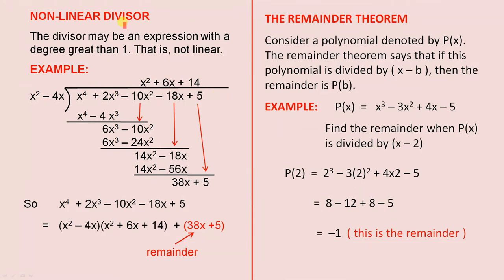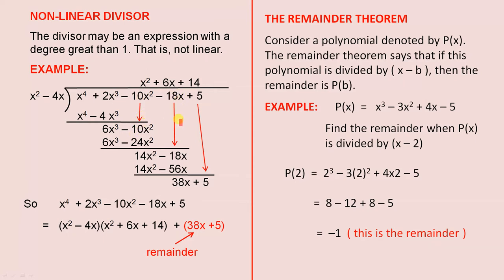A nonlinear divisor. The divisor may be an expression with a degree greater than 1. That is, not linear, so it doesn't have to be linear. So here it is here, look. X squared minus 4x, so that's a power of 2 there, so it's not linear. So we can divide that into our given polynomial. Again, we slowly go through the procedure. I've got it set up there very clearly.